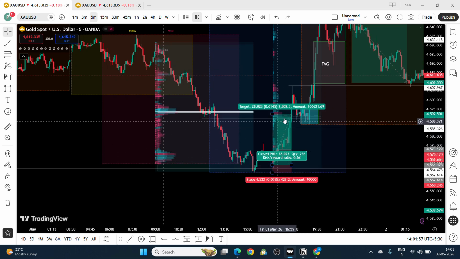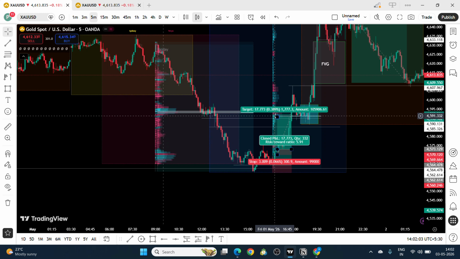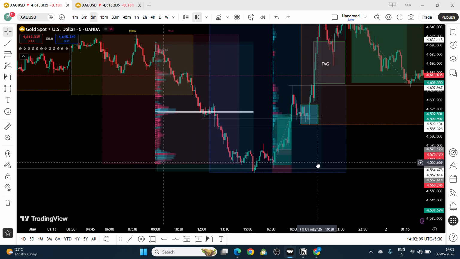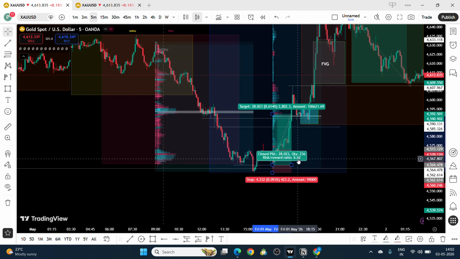All the way from here to here, the entry can be taken and the exit can also be taken, around 170 pips, which is almost 5.5, almost 6.6, a 6.62 to 1 ratio. This is the profit area. This is the profit we can take.